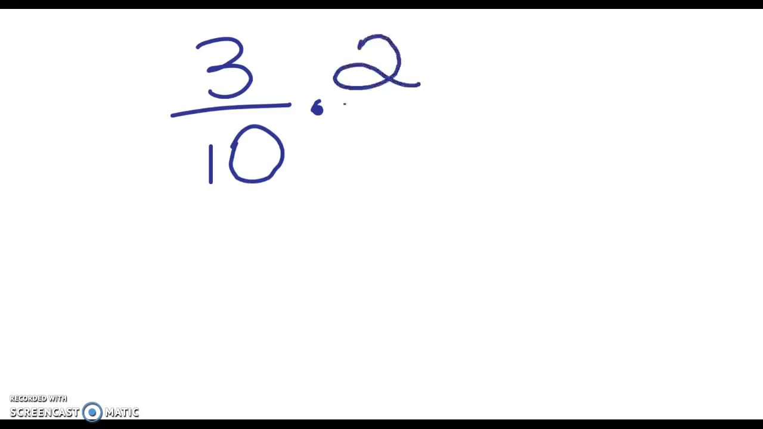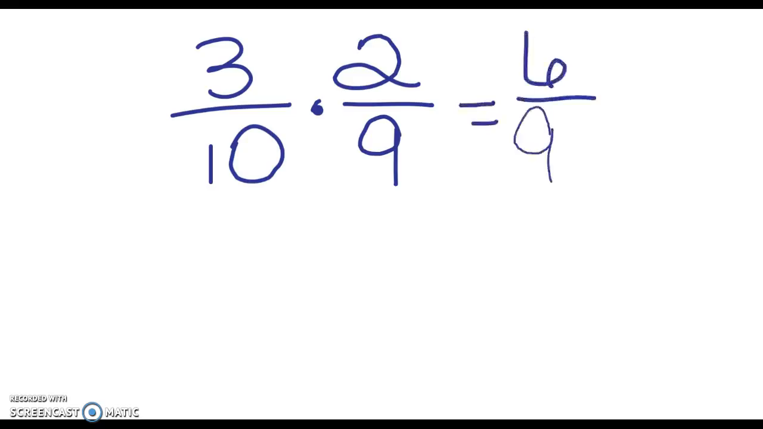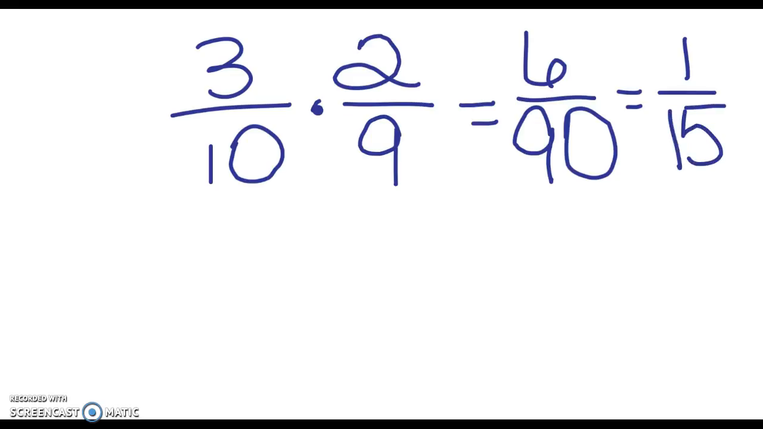Multiplying fractions, you do not need a common denominator. So let's pretend I have 3/10, and I'm going to multiply it by 2/9. The main rule is that you just multiply the top numbers together, and then you multiply the denominators together. So 3 times 2 is 6. 10 times 9 is 90. And then I would have to reduce it from there. So 6 goes into 6 once. 6 goes into 90 15 times. And 1/15 would be my answer.